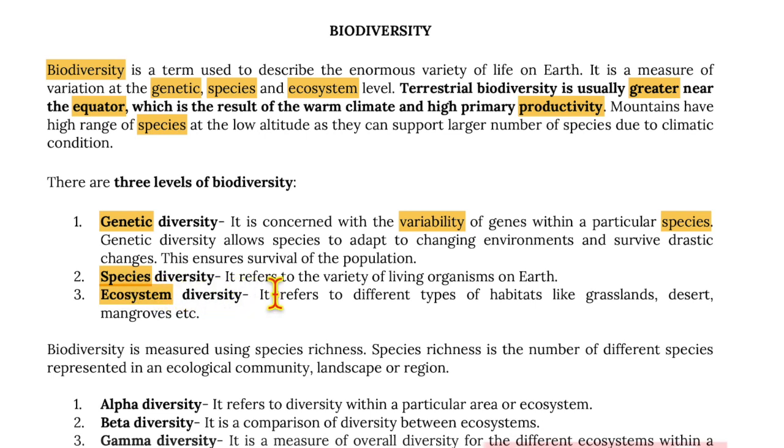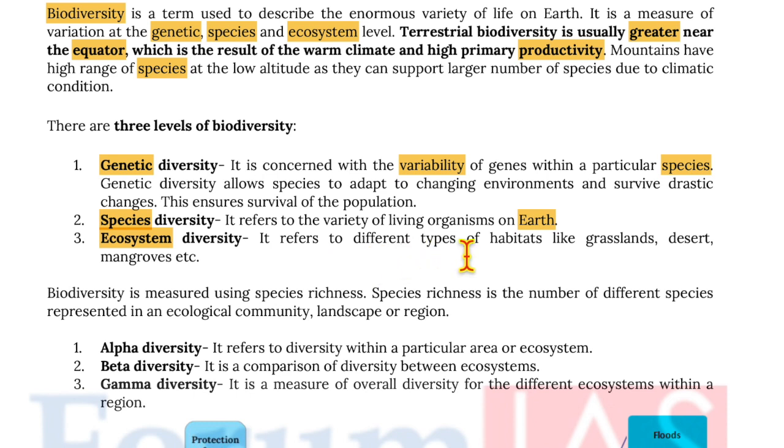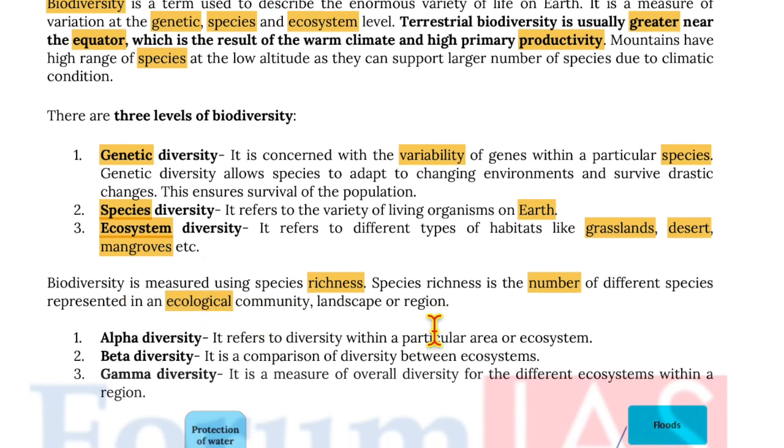Now, species diversity refers to the variety of organisms on Earth. Ecosystem diversity refers to the different types of habitats like grassland, deserts, and mangroves, etc. Moving on, biodiversity is measured using species richness. Species richness is the number of different species represented in an ecological community, landscape, or region.